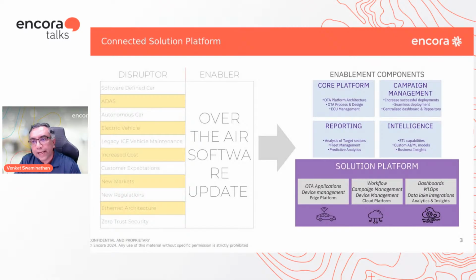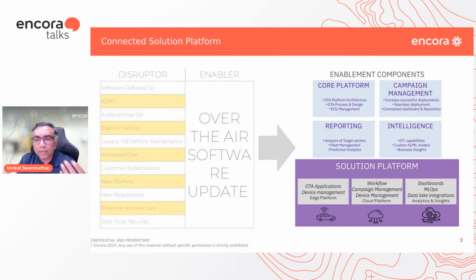So the components that enable that, you see on the right, there is really the core platform that is enabling your over-the-air update, the OTA process, the OTA design that helps you manage the devices. And when you do an update, it's typically run as a campaign where a number of cars or a number of devices in a particular geography or a particular type of car or a particular model are updated. And it is important to monitor.